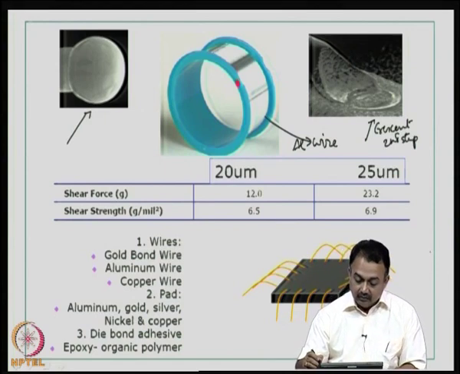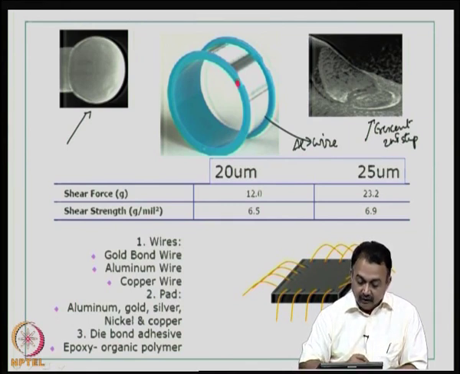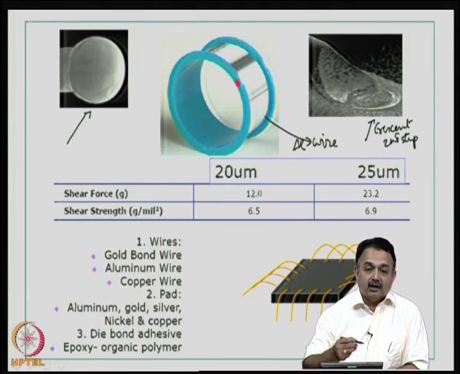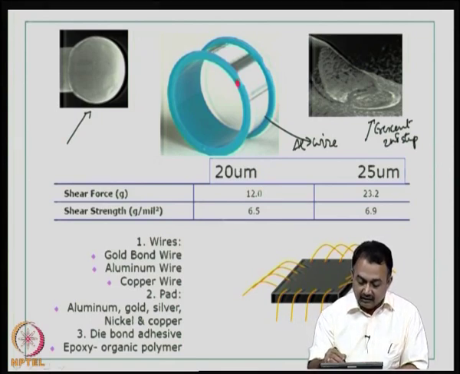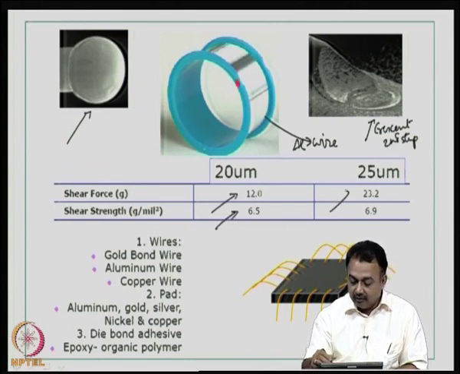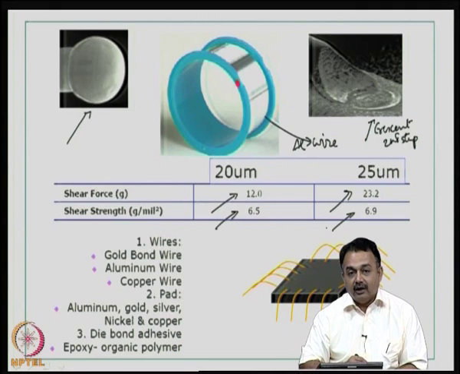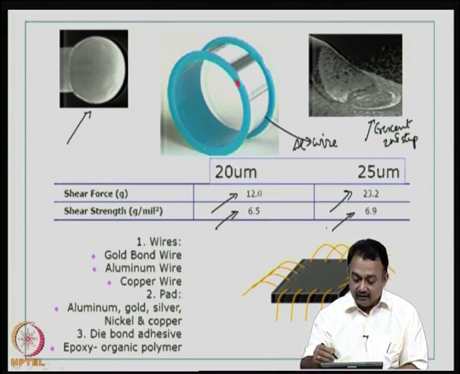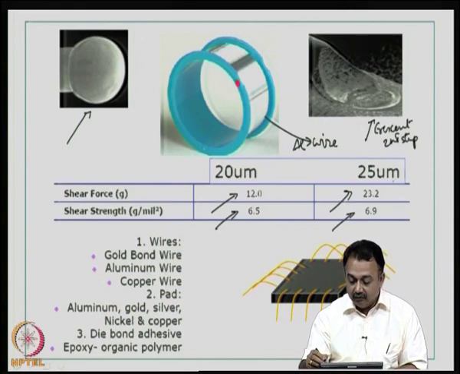So, the loop height is determined by the diameter of the wires, and the normal test after wire bonding is done is basically to pull the loop and look at the loop strength. There are certain standards that you can look at in the handbook, and you can determine the quality of the wire bond. So, typical guidelines are given here for 20 micron and 25 micron wires. The shear force is around 12 grams and the shear strength is about 6.5 grams per mil squared.